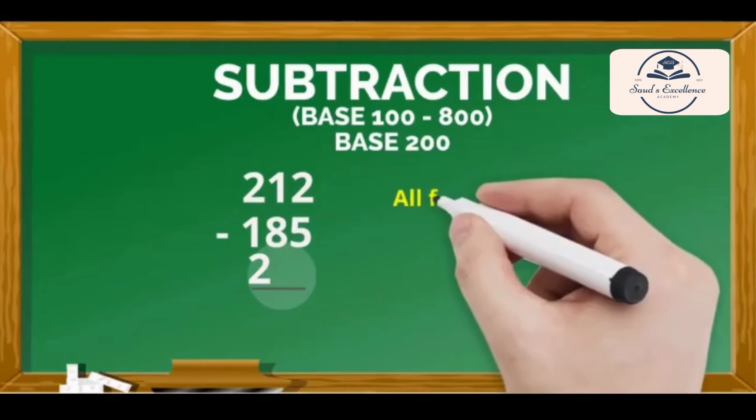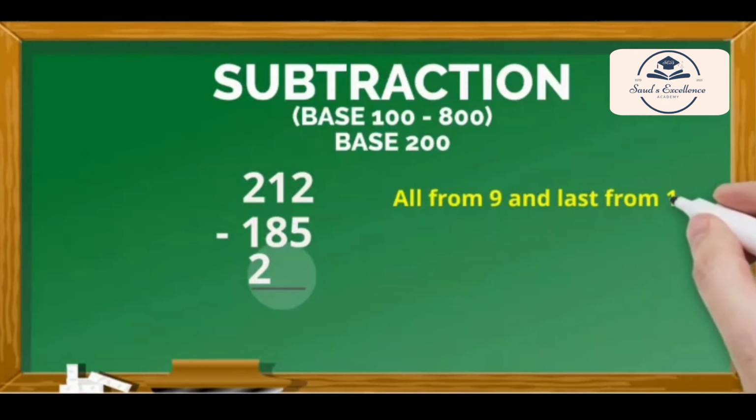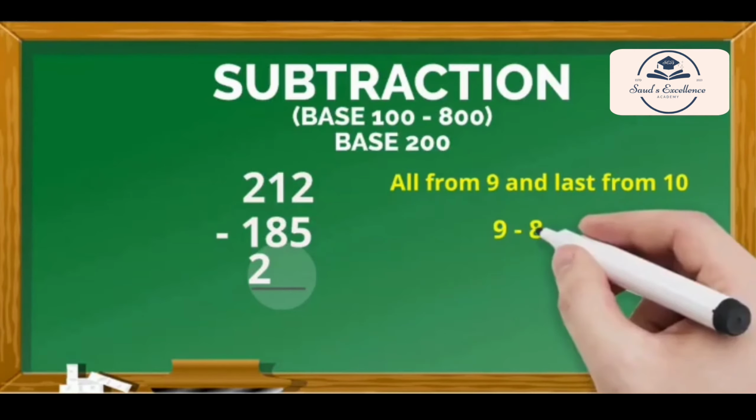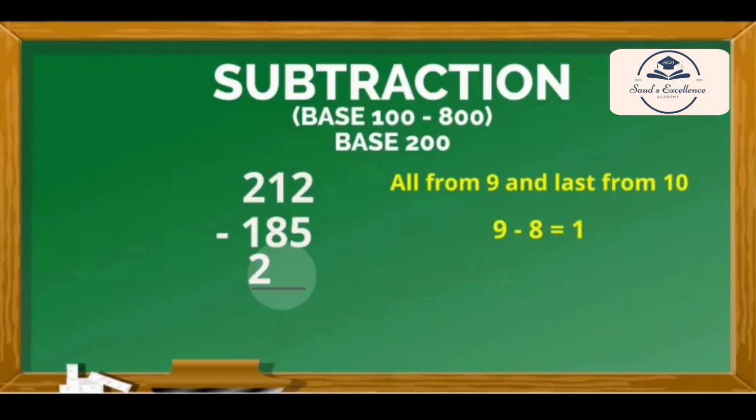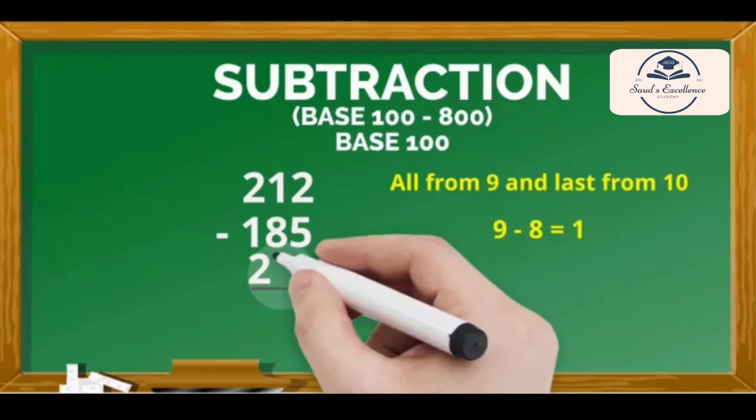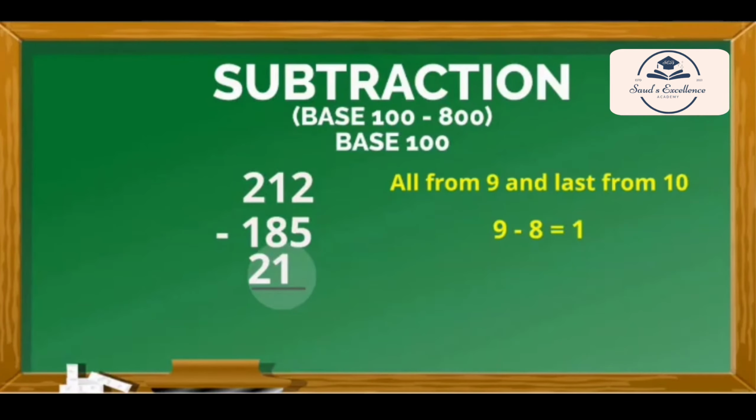For finding complement of two-digit 85, we have the formula, all from 9 and less from 10. We have to subtract 8 from 9, we write 1. We have to subtract 5 from 10, we write 5.